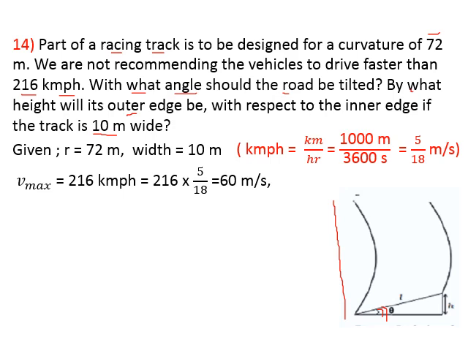Remind these things. Clear? Now see here, this theta is the angle of banking or angle of inclination. Then this is the height. This height is nothing but the outer edge raised with respect to the inner one through a certain angle. So we have to find out this h, we have to find out this theta, and here the width is also given. This L is nothing but 10 meter.